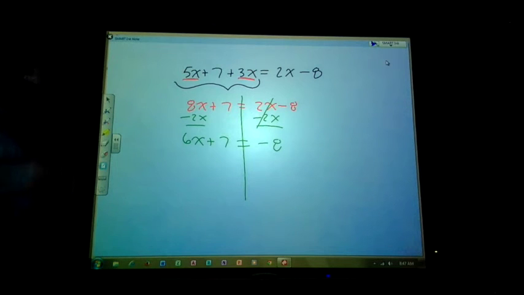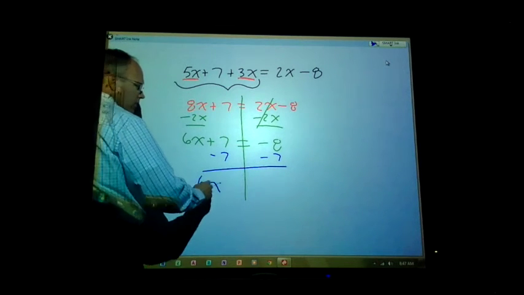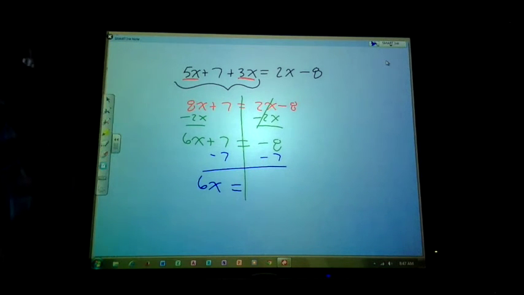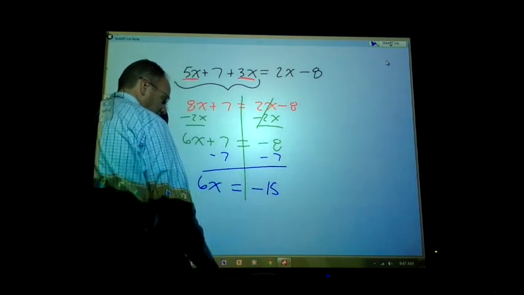What's next? I'm going to subtract 7. Cool. So I'm going to get 6x is equal to, what is? Negative 15. Good. And then the last step is?